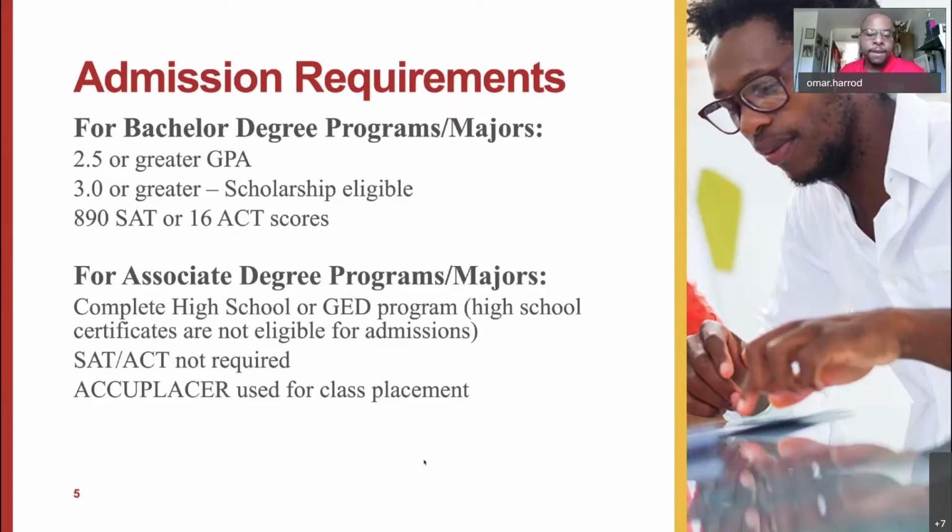So my suggestion is, if you know that maybe you're not quite where you would like to be, or where our requirements are for the bachelor's degree, just go ahead and apply for the associate's degree. What happens is, once you complete your associate's degree program, you just change your major to the bachelor's degree. So you have an associate's degree and a bachelor's degree. You can't beat that. You get two for the price of one.